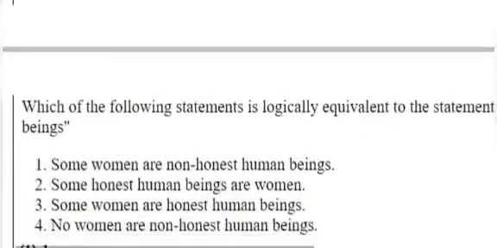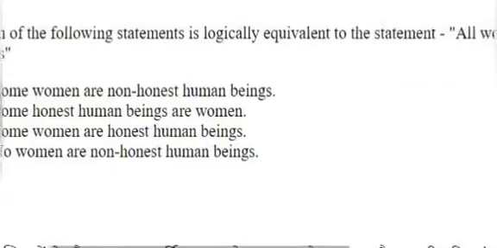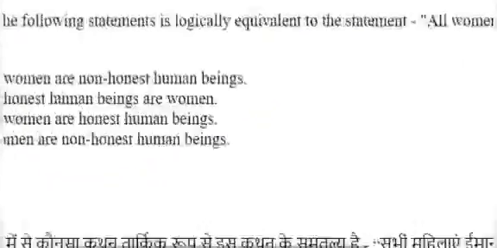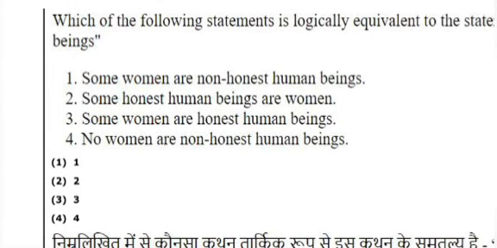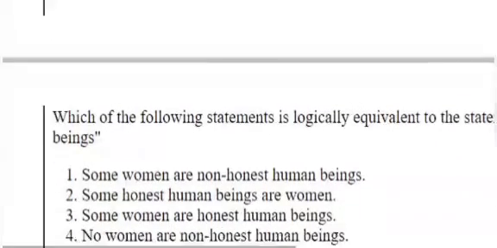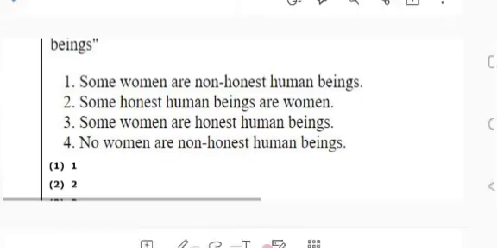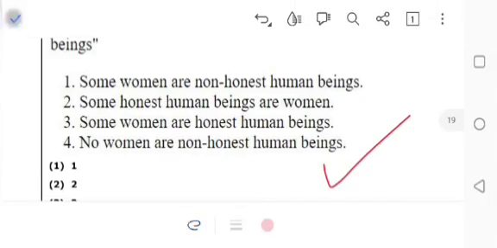Okay, next question, 27. Which of the following statements is logically equivalent to the statement: all women are honest human beings? Some women are not honest human beings. Some honest human beings are women. Some women are honest human beings. No women are non-honest human beings. For 27, the correct option will be number D. No women are non-honest human beings.